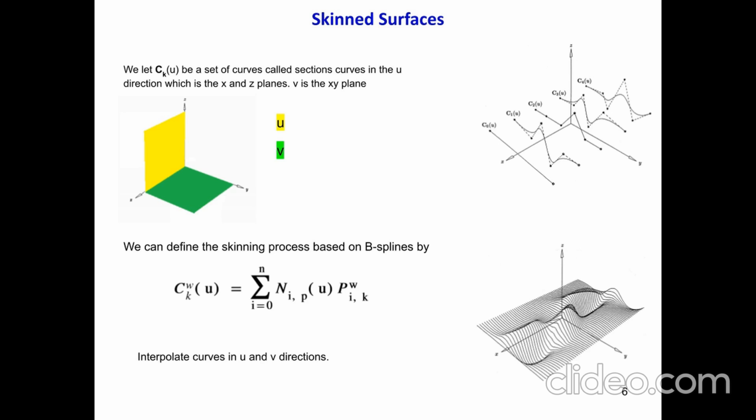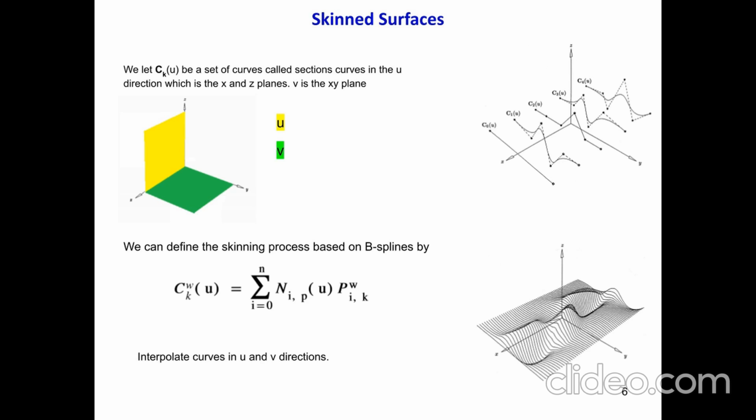We set up a section of curves, a set of curves. Now we parameterize our XYZ axes in the U and V directions, where U is the XZ plane and V being the XY plane. And we create this set of curves in the U direction. We can mathematically define creating a surface based on this set of curves, based on B-splines, with the equation here. And from here, interpolation occurs in the U and V directions.